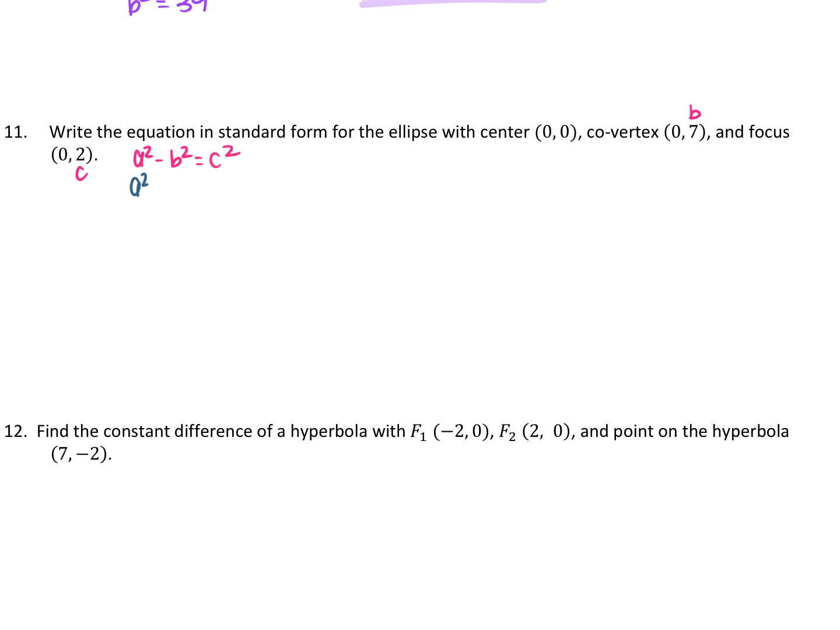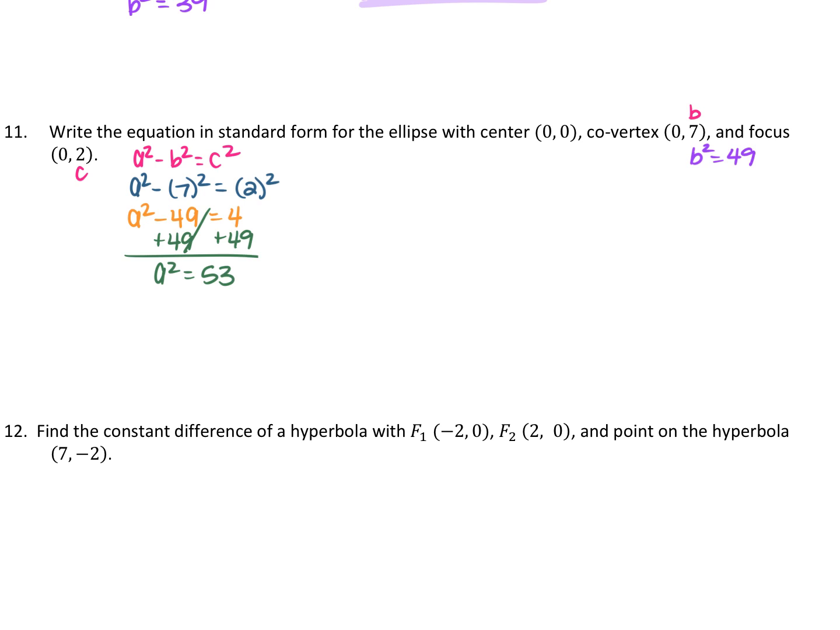It's going to give us A squared minus 7 squared is equal to 2 squared. So that's A squared minus 49 is equal to 4. We add the 49 over, and we get that A squared is 53. We said B is 7, so B squared is going to be 49. That co-vertex has the opposite place value for the number that's not 0 that your vertex does. So because this 7 is in the y place for your co-vertex, that means that that A would be in the x for your vertex.